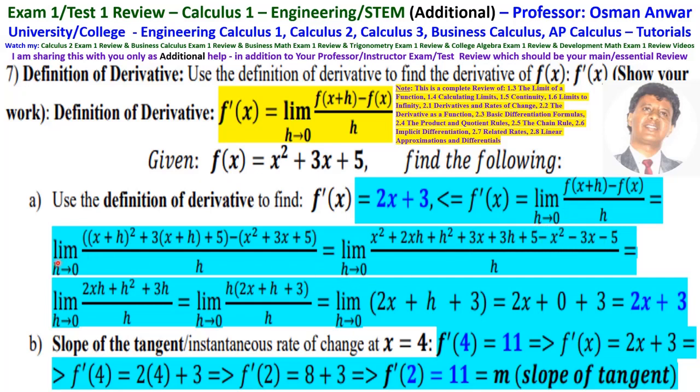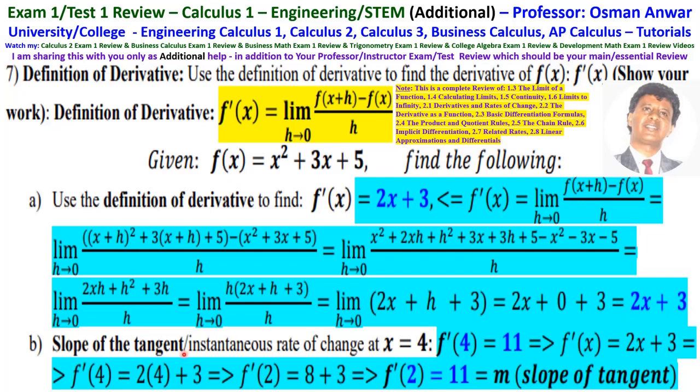Then this becomes equal to the limit as h approaches 0 of 2xh plus h squared plus 3h over h. Then factor out h, then this becomes the limit as h approaches 0 of h times 2x plus h plus 3 over h. The h cancels the h, then this is the limit as h approaches 0 of 2x plus h plus 3. Then this is equal to 2x plus 0 plus 3, which is 2x plus 3.